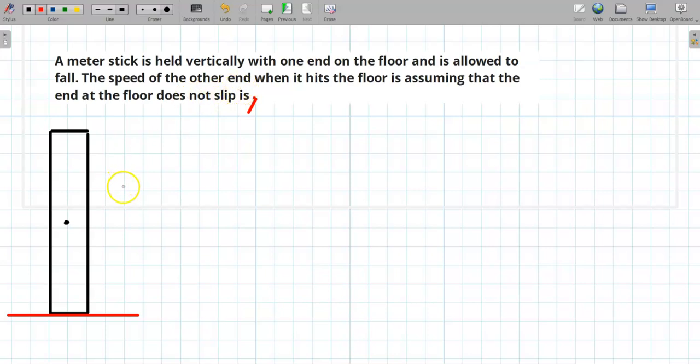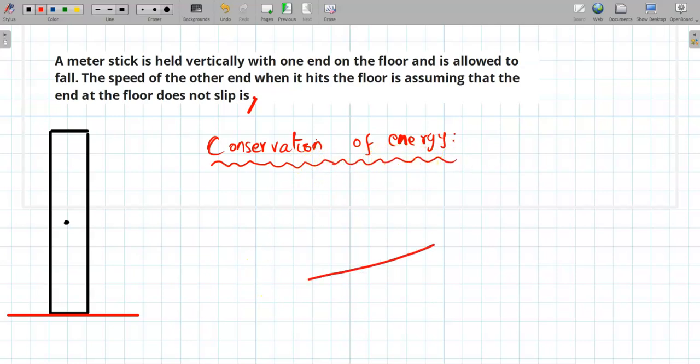To find the speed of the other end of the stick when it hits the floor, we can use the principles of conservation of energy. This is a key concept, conservation of energy. Energy cannot be created nor destroyed, but can change from one form to another.